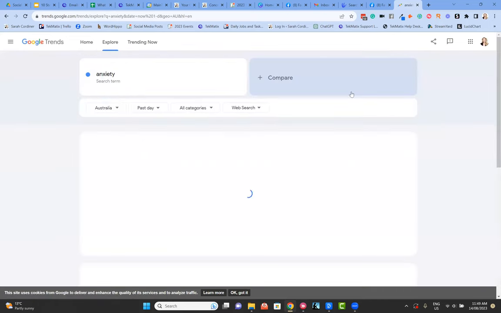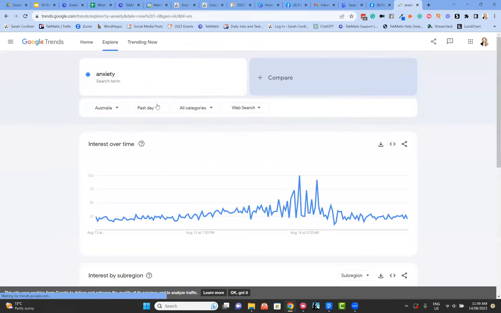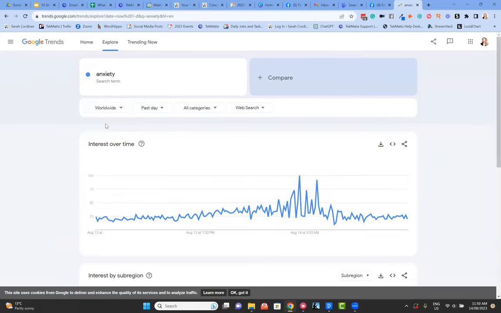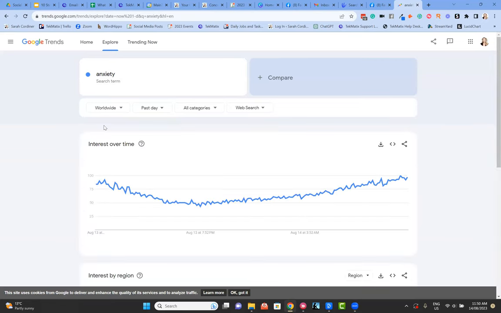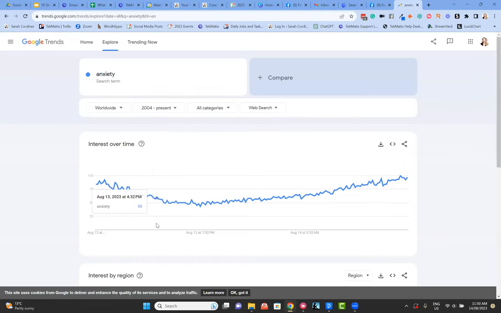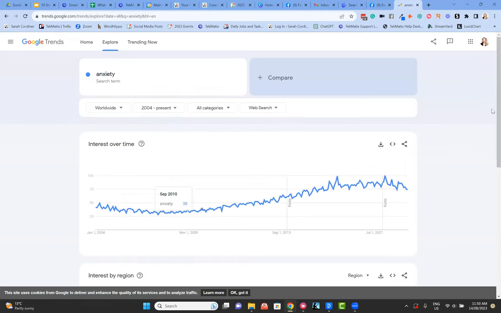Now, what it's going to do, first of all, is we need to change some filters here. The first thing we're going to change is the location. We want to pick worldwide. Why? Because you're going out to the whole wide world. The second thing you're going to change is the timeline. We want to pick the history from when Google started collecting data. So let's pick 2004 to present. Whoa. Okay. This is a very good topic to create a course on.